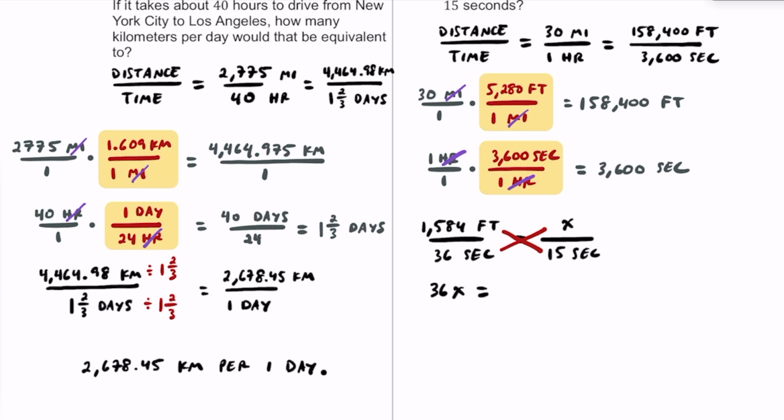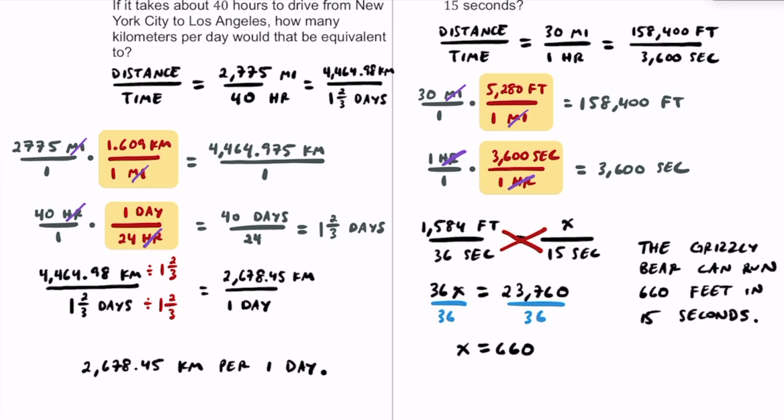And on the other side here, if we have this 1,584, and we go ahead and multiply that by 15, we're going to see that that's going to be equal to 23,760. And we can go ahead and use the division property of equality here and divide both sides by 36. And we're going to see that 1x, or just x, is going to be equal to 660. All right, so in conclusion, putting this all together, we essentially just found out that this grizzly bear, keeping the same rate, could run 660 feet in 15 seconds.